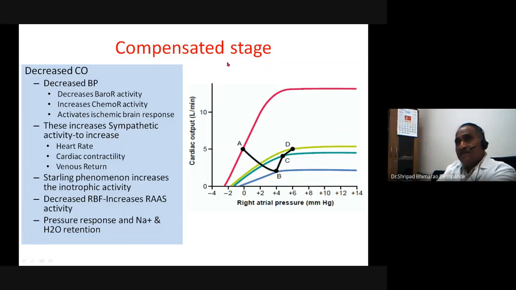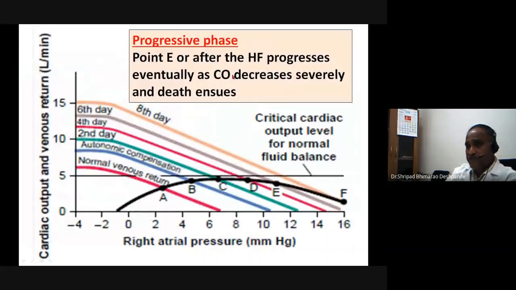Think that in this compensated stage, the main cause of the heart failure still remains where it was. You are not going to catch or treat that condition. In that case, what happens? So it progresses. Now, what happens? It is a situation in which the heart fails. So now this is the normal venous return. So that means it has failed here.